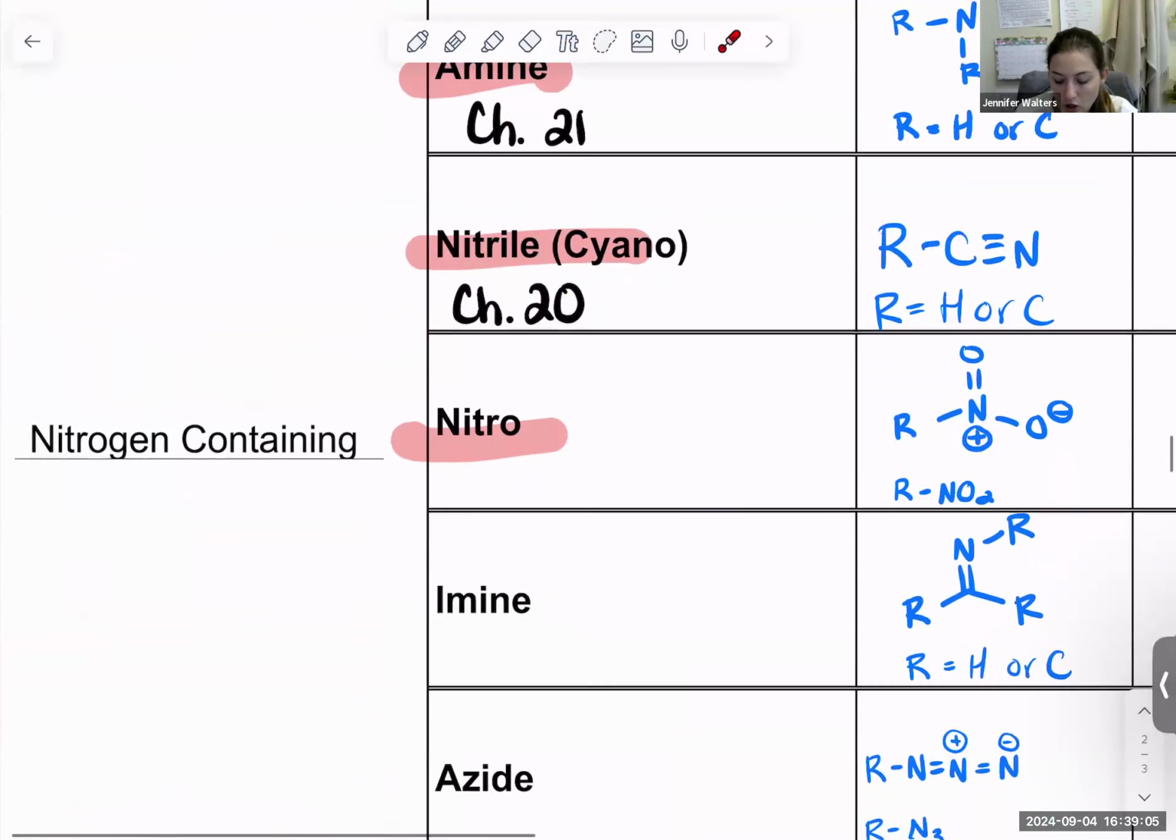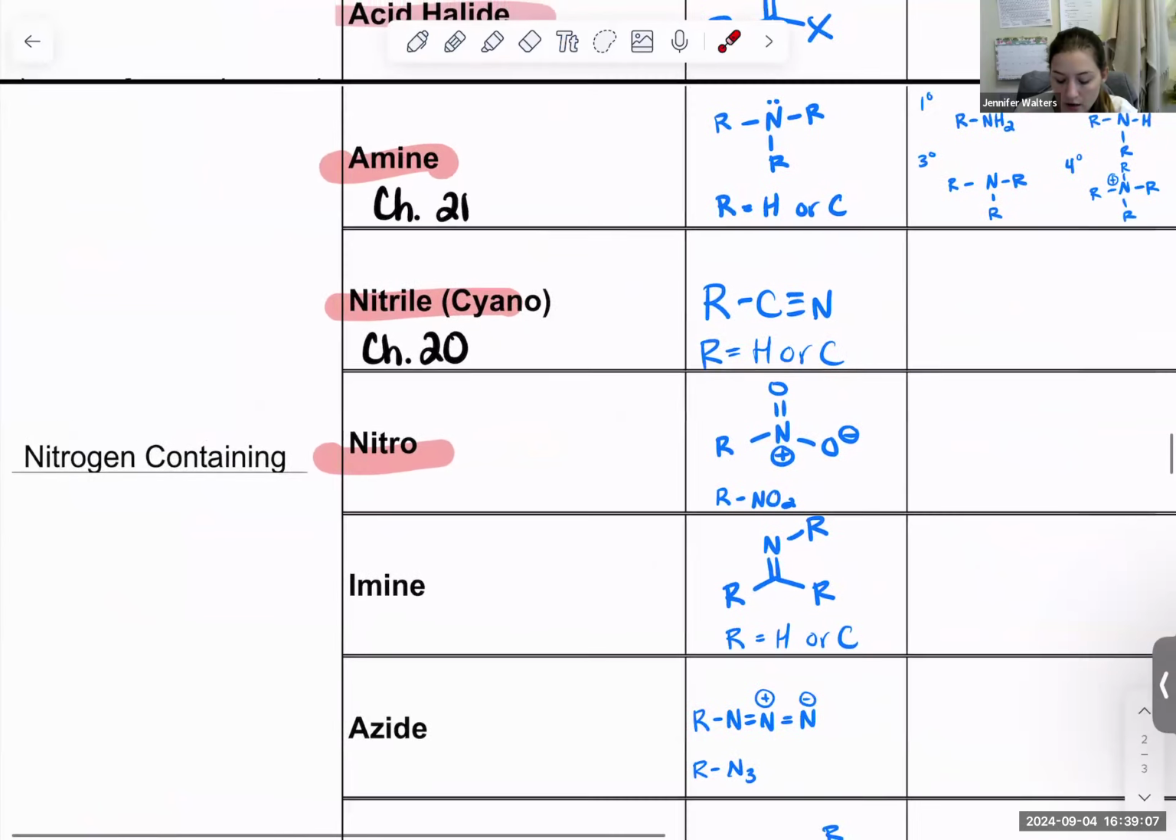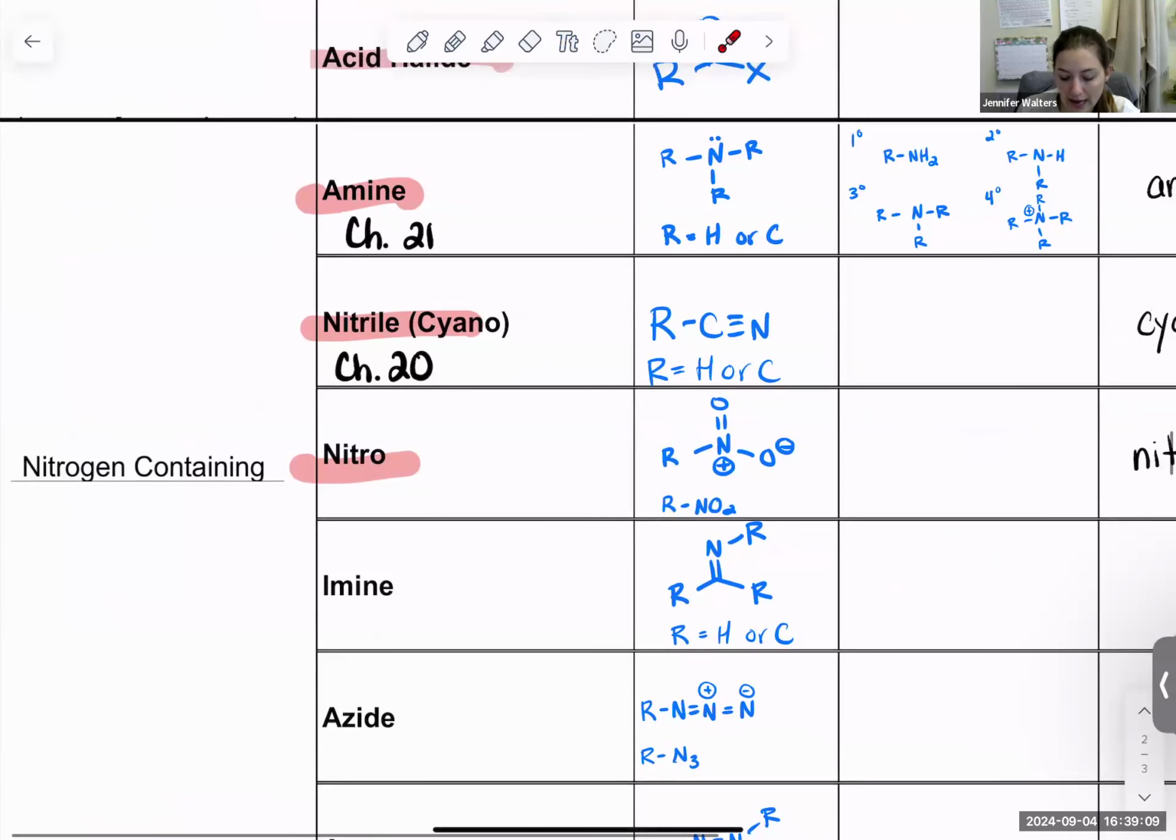If you have a carbon with a triple bond to a nitrogen, that is a nitrile or a cyano group. Here, the R group can either be hydrogen or carbon.